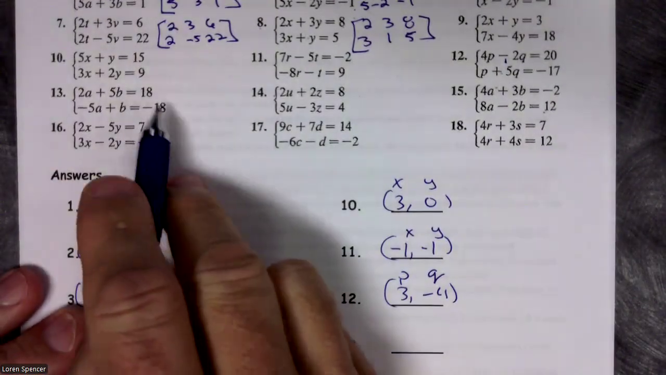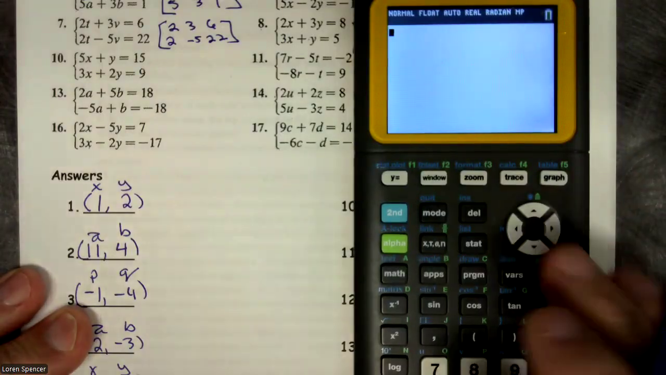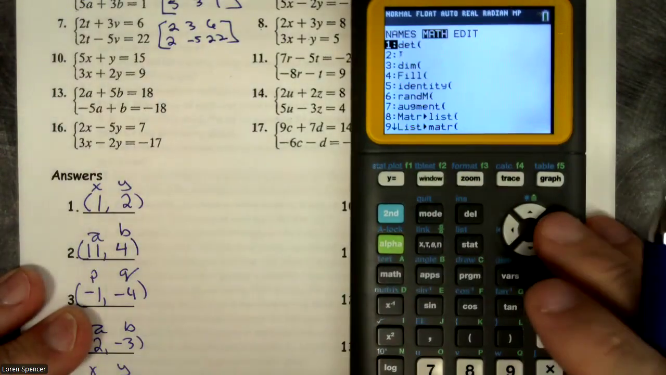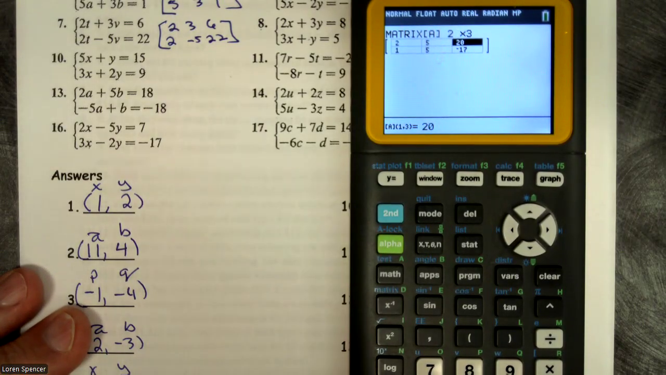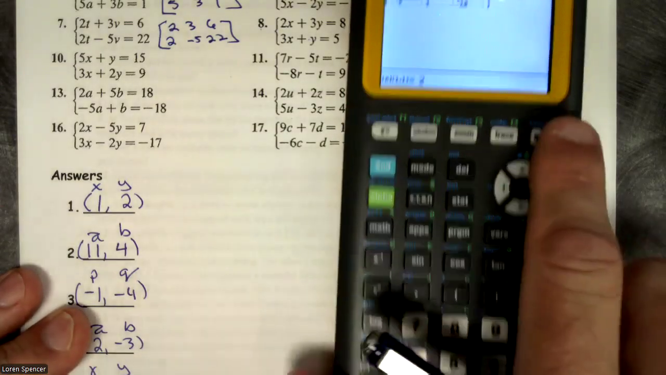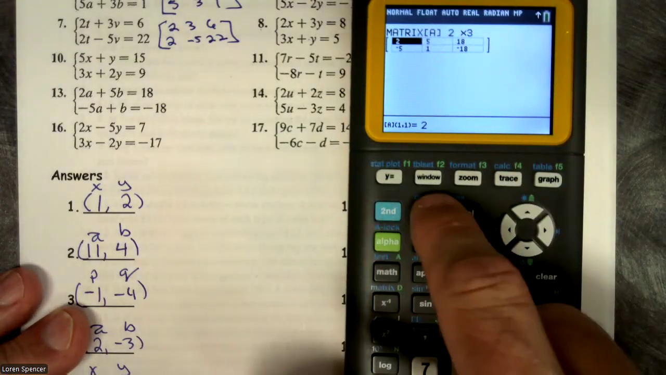Number 13, we have blue matrix, arrow over to edit, press enter, 2 enter, 3 enter. We have a 2, a 5, and an 18. Then we have a -5, a 1, and a -18. We have to leave the matrix. To leave the matrix, we press blue mode.